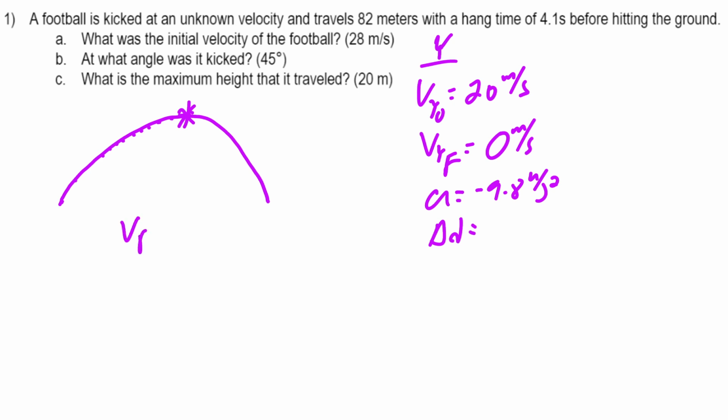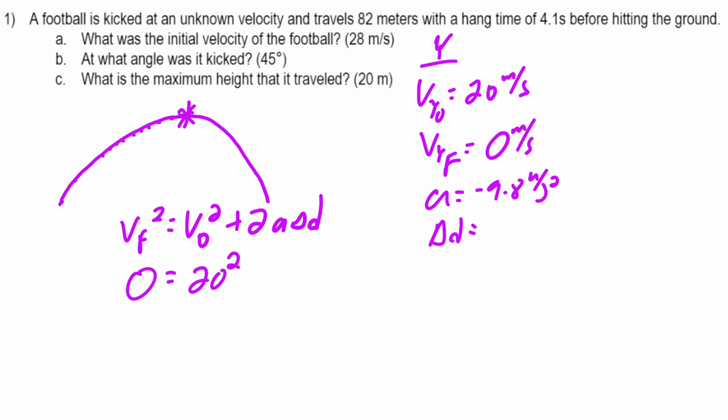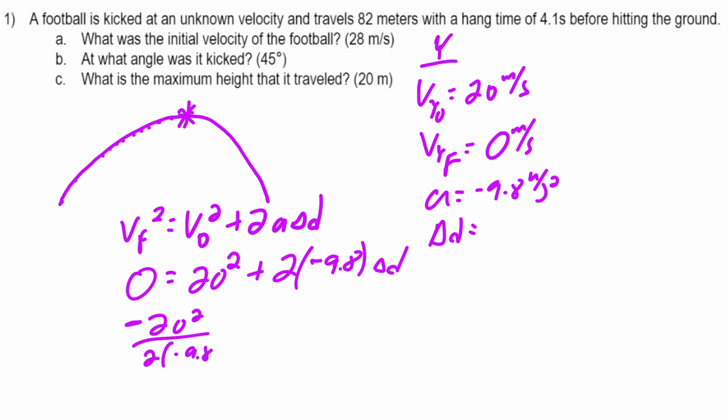We'll be using this equation, Vf squared equals Vo squared plus 2ad. Vf is 0. V initial is 20. Remember, that's just the vertical velocity, 20. And then we'll go negative 9.8 times d. Go ahead and solve for this. So negative 20 squared divided by 2 divided by negative 9.8, and I get 20.4 meters. All right, let's move on to question 2.